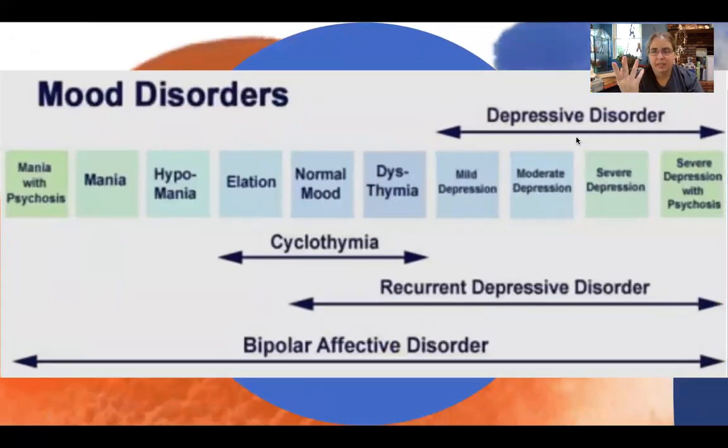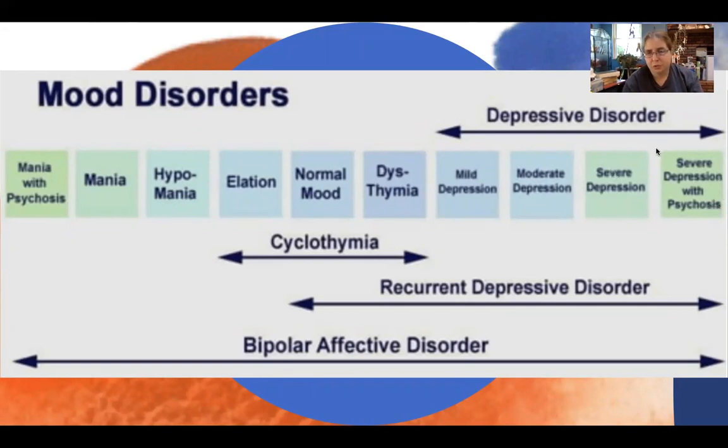All right, so speaking about the emotional spectrum, this is kind of what it looks like. Most of us kind of hang out here. We might bounce a little bit depending on certain situations. Dysthymia, mild depression, moderate depression, severe depression, and severe depression with psychosis. So when we mention major depressive disorder, that's usually around here, but it could also involve psychosis. So this would be around the major depressive disorder side.